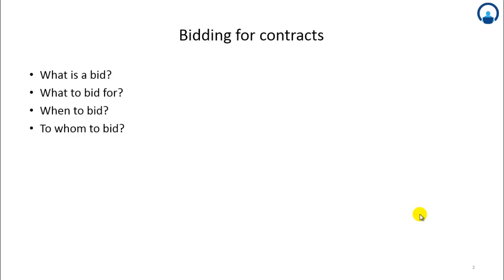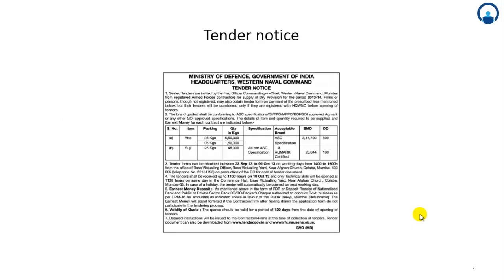Now, once we put it in this manner, what to bid for certainly is answered. The next question is when to bid, or when to submit a bid. One more question, to whom to submit a bid. Before I answer these questions, I would like to draw your attention to some particular statements, tables, or articles that may have appeared in certain press.